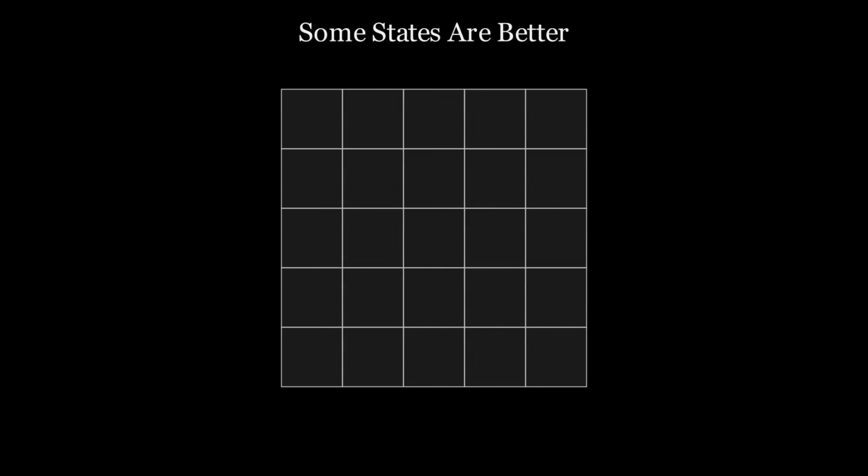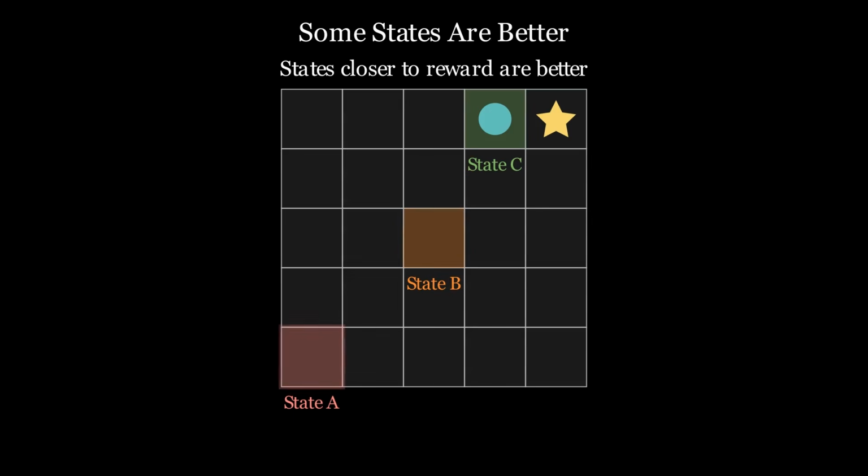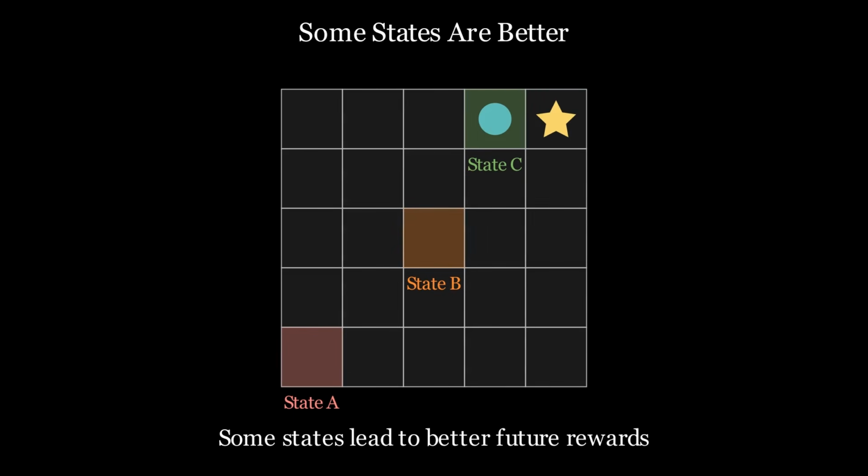Not all states are created equal. State A is far from the goal, not great. State B is closer, better. State C is right next to the goal, much better. States closer to the reward are more valuable. Some states lead to better future rewards than others.